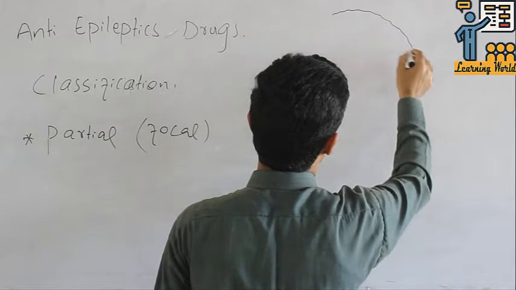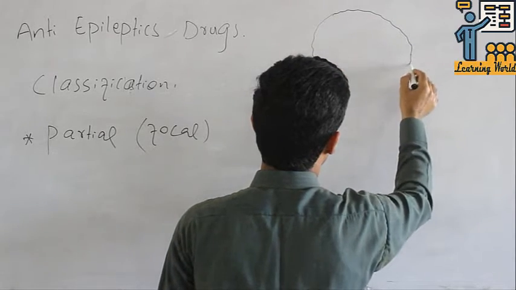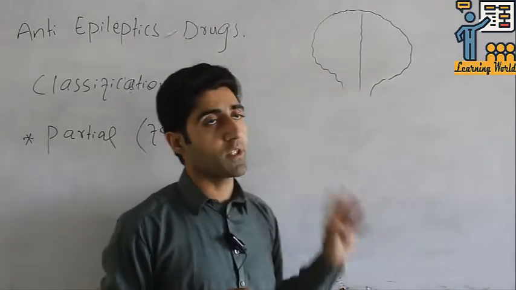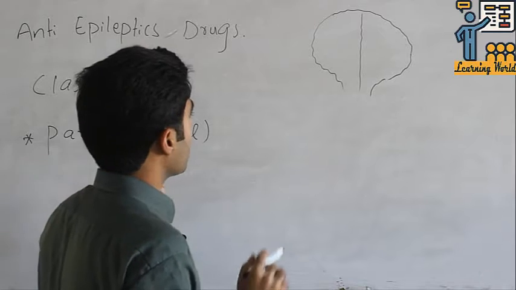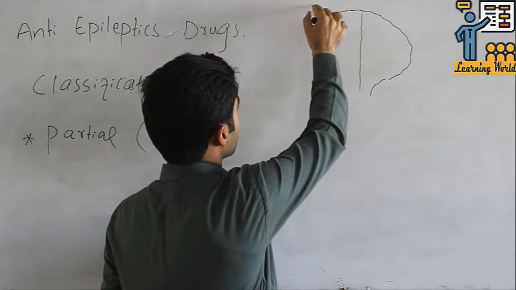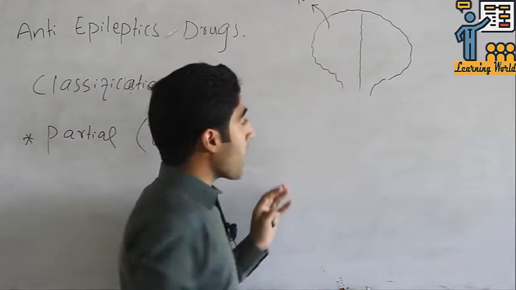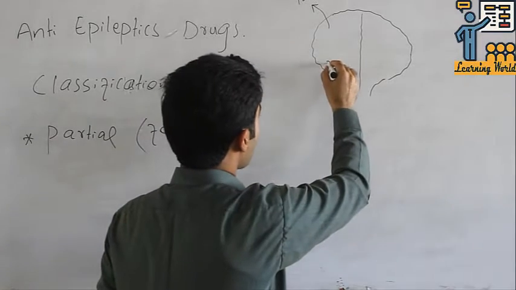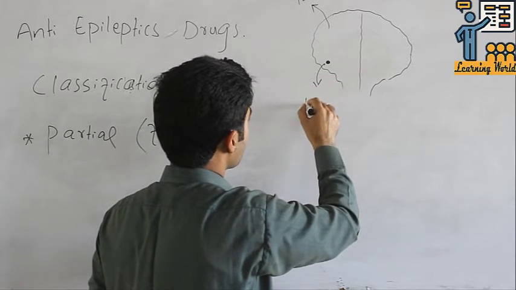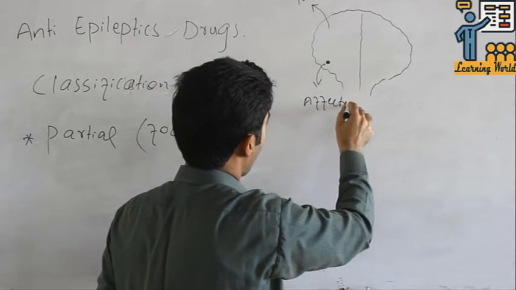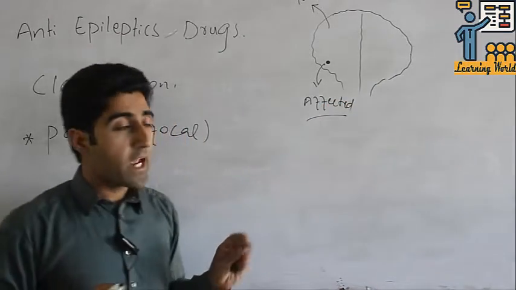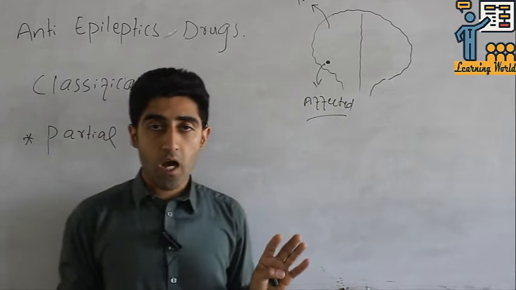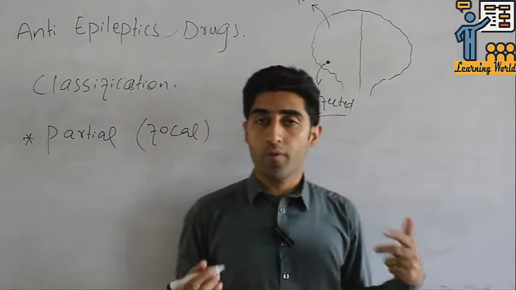For example, this is the human brain, which consists of two major hemispheres. In partial or focal epilepsy, only the first hemisphere, a single hemisphere, will be affected. Small parts of the neurons will be affected in partial epilepsy, and then it will expand. When the first hemisphere is affected, it will show fast neuronal activity.